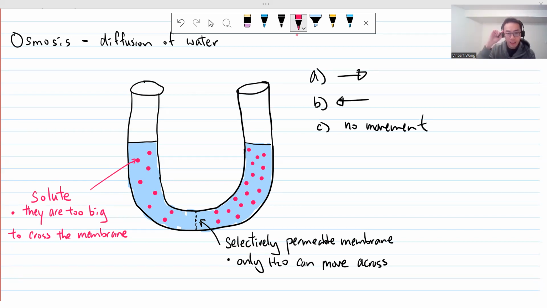Right now, do you see that the solution on the right has higher concentration? Because it has more dots in the same volume, right? And on the other side here, we have lower concentration. If this was a salt solution, you taste the right side, it's going to be saltier than the left side, right? I just want to make sure that you understand that first.